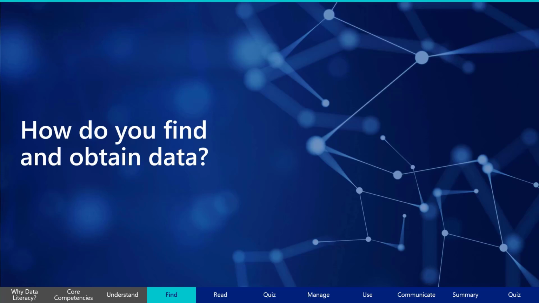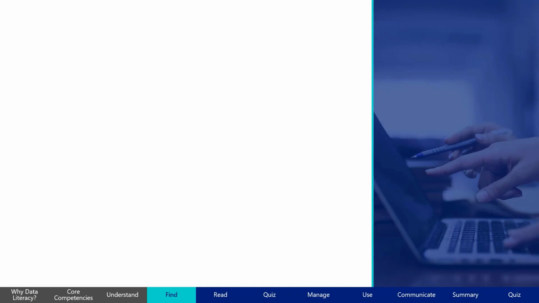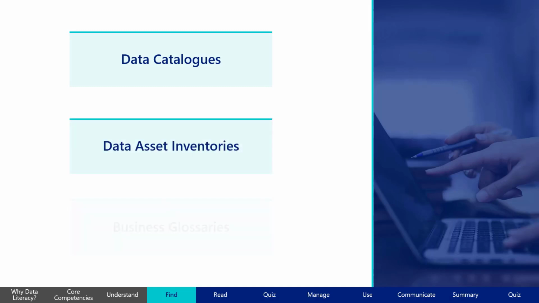Every state agency and institution of higher education creates or obtains data specific to the mission, needs, and operations of that organization. Therefore, each organization is responsible for making sure the data it owns is discoverable or findable by its data users. Data catalogs, data asset inventories, and business glossaries are some of the tools used to increase data's findability. These topics will be covered in more detail in a future data literacy course.